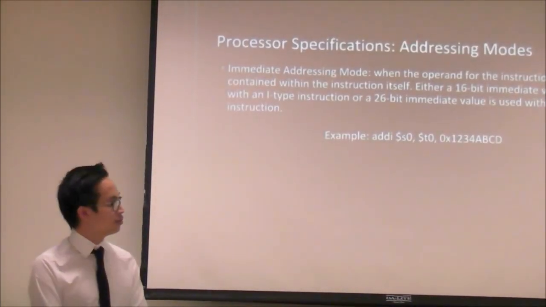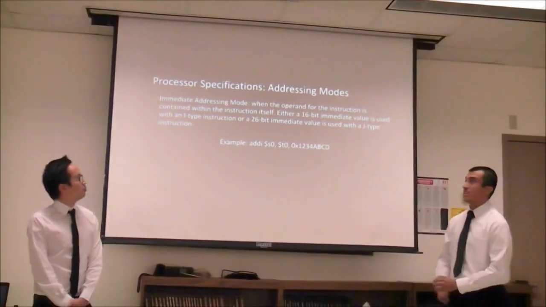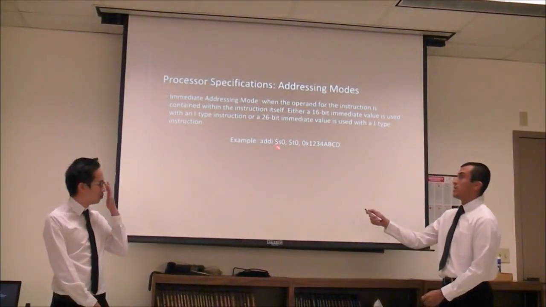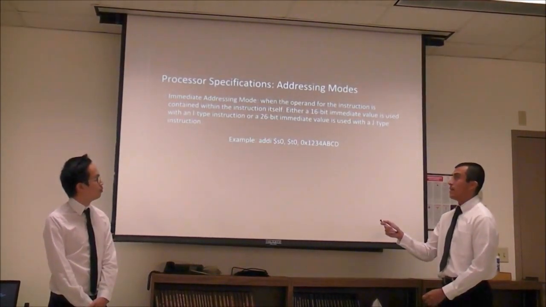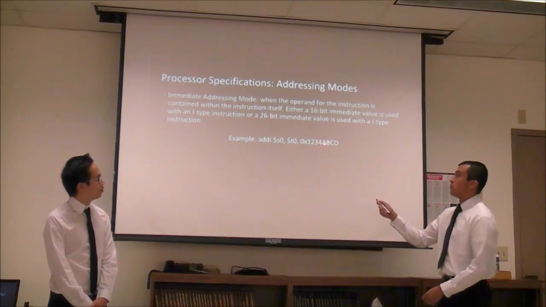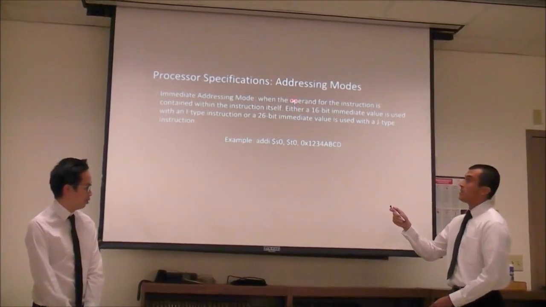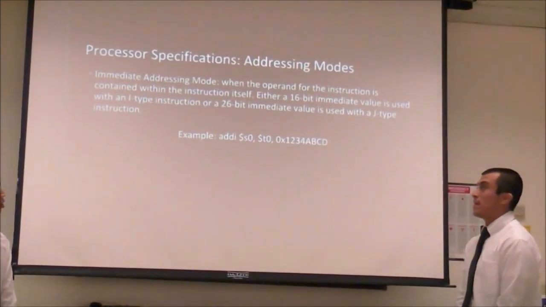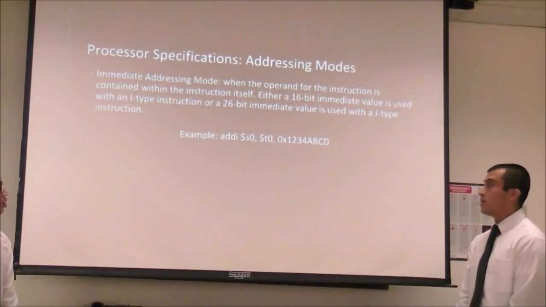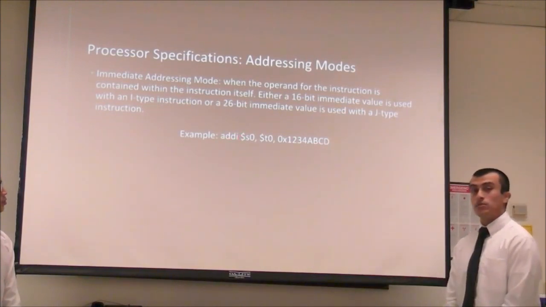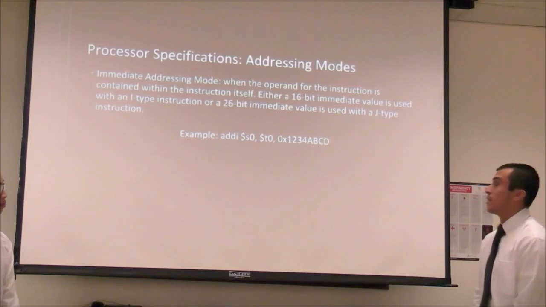So we have 4 different addressing modes. The first one we're going to go over is the immediate addressing mode. As you can see here in our example, we're using an add immediate. We have an immediate value of 1234 8BCD. So in immediate addressing mode, we're using a 16-bit immediate value when we are using an I-type instruction. So add immediate is an I-type instruction. And when we're using a jump instruction, we're using a 26-bit immediate value.